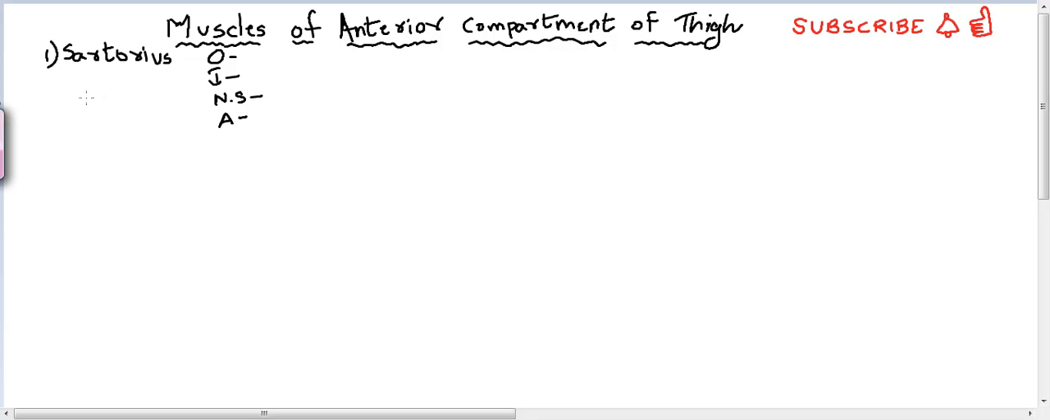Muscles of the anterior compartment of thigh. Origin of Sartorius is from the anterior superior iliac spine and a notch just beneath that. Kindly note, I am drawing it for you so that you can reproduce this in the exam.